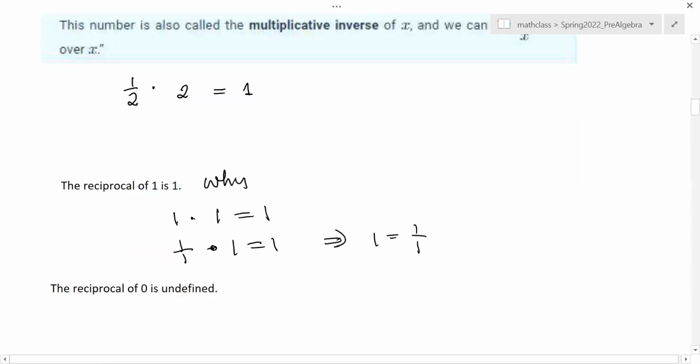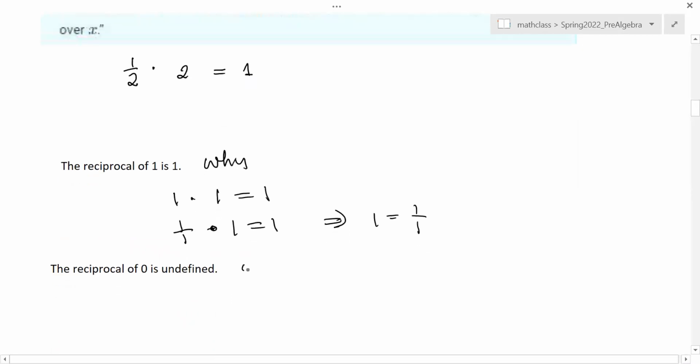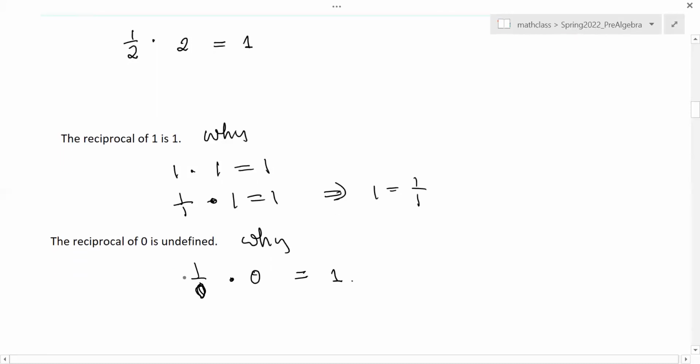Now, the reciprocal of 0 is undefined. Why? Formally, you can always write 1 over 0, but why does this not exist? If it exists, then 1 over 0 multiplied by 0 is going to be 1, by definition. However, any number multiplied by 0 should be 0, because 0 times any number is 0. So if 1 over 0 is a number, then you get 0 equals 1. It's a contradiction.